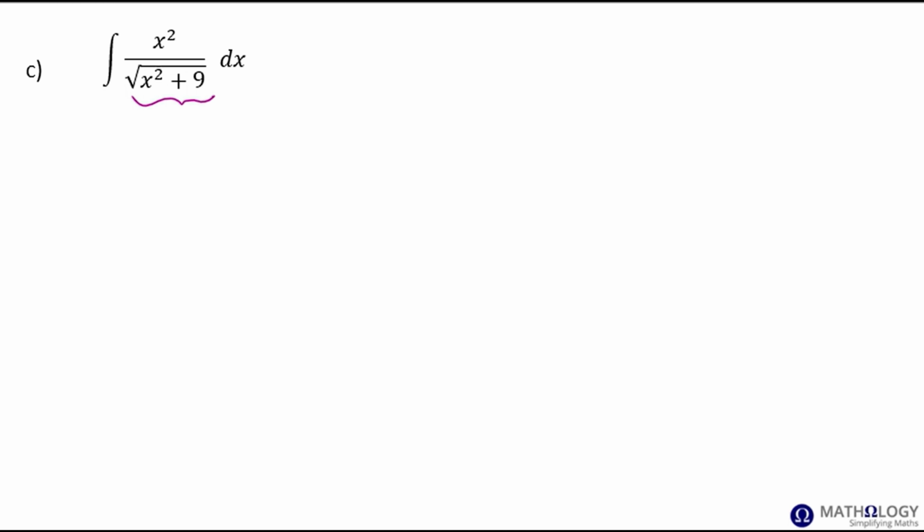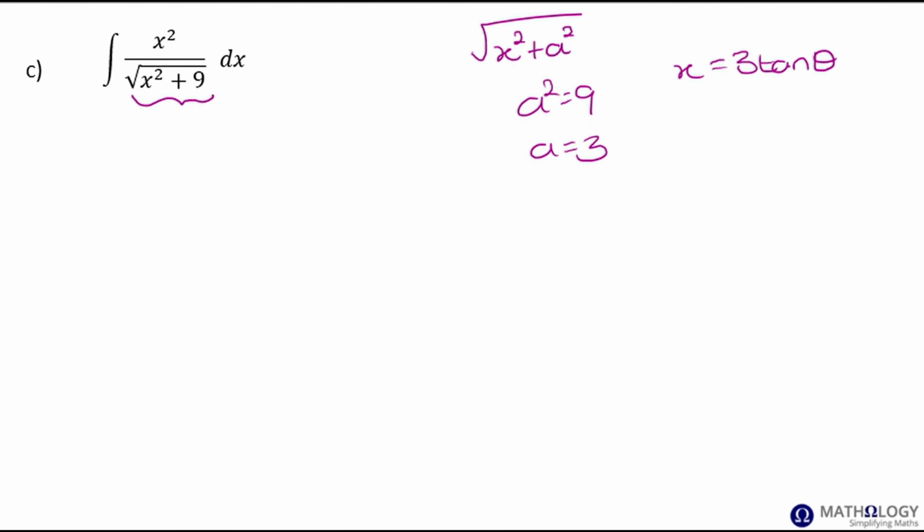Okay. This expression in the denominator is of the form x squared plus a squared. So we are going to let x equal, before we do that, a squared is 9, so a is 3. So we are going to let x equal 3 tan theta.